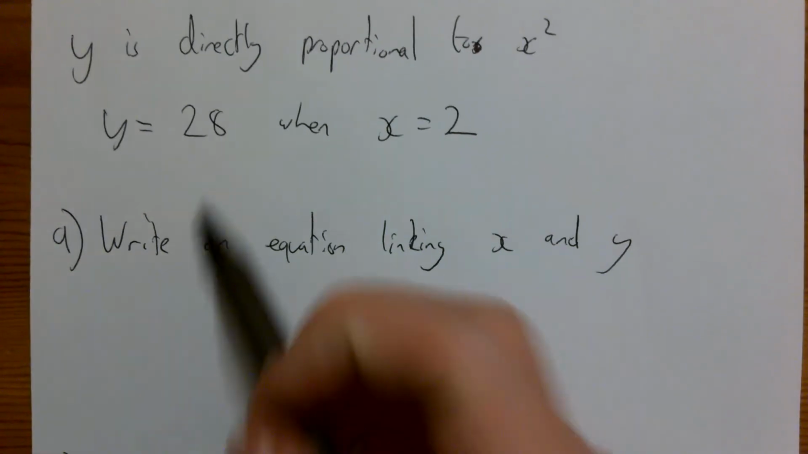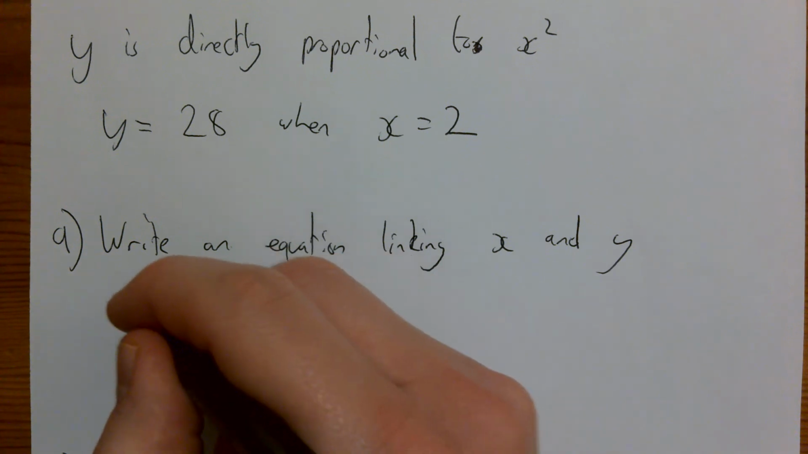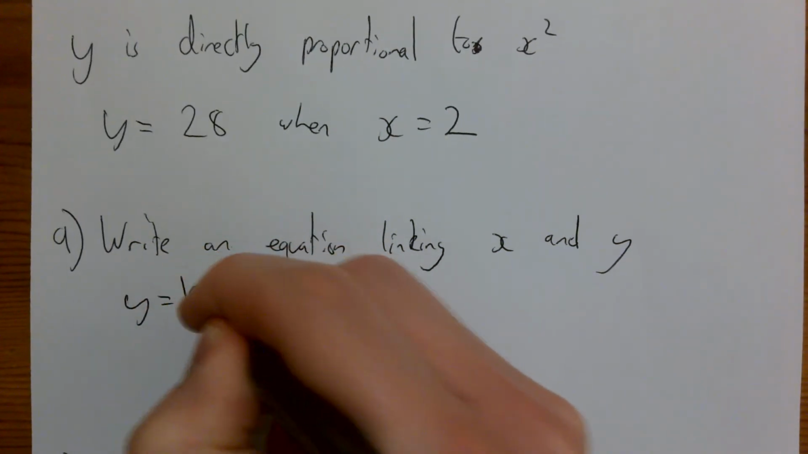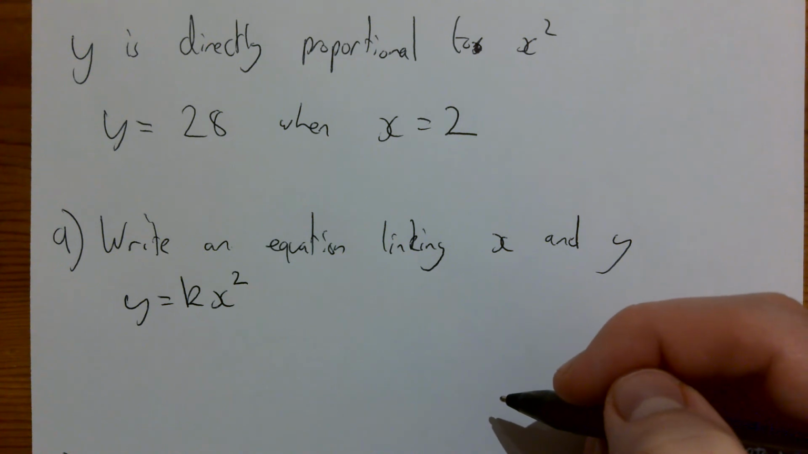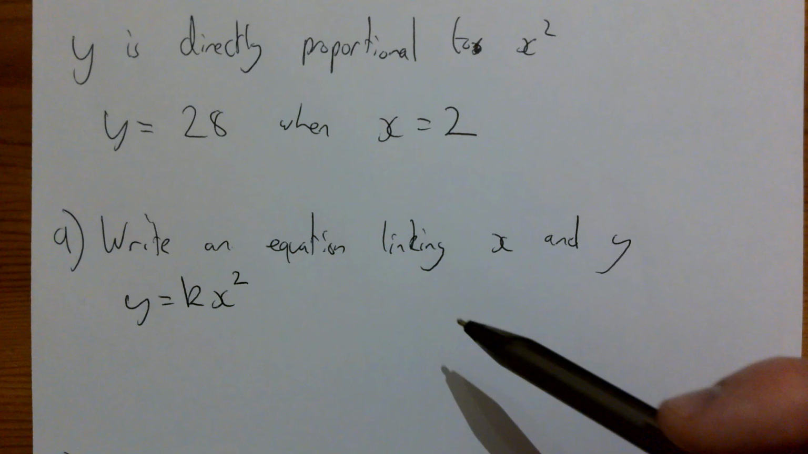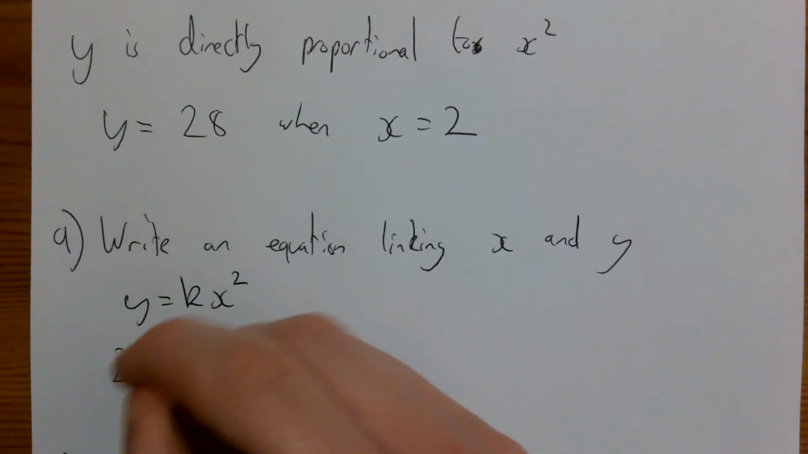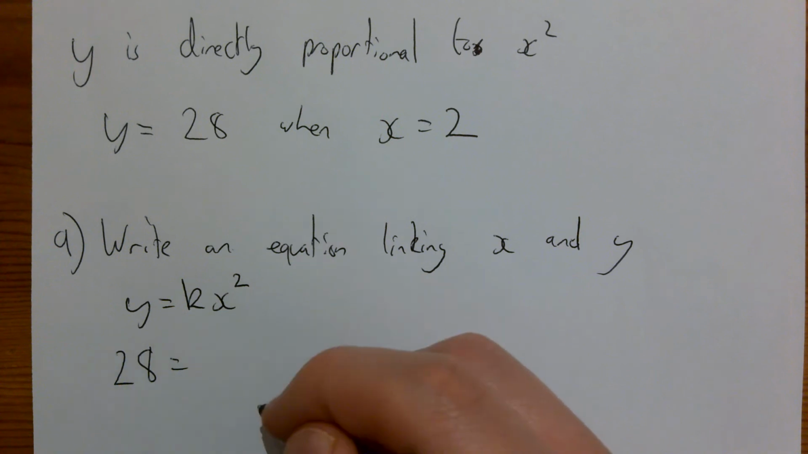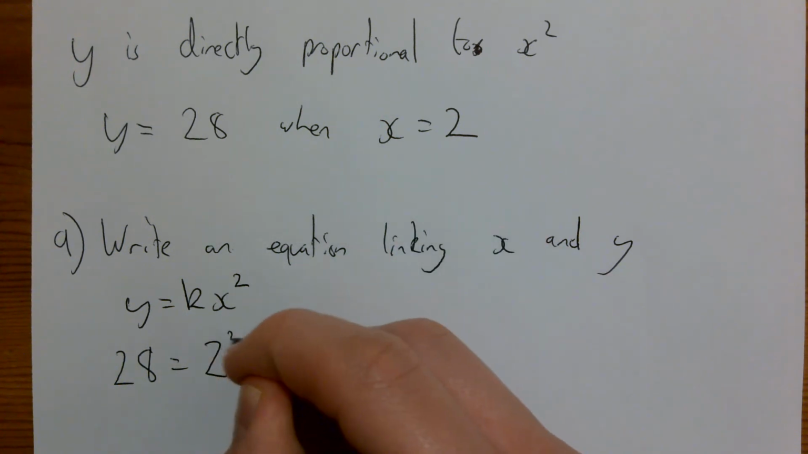So if we know that y is directly proportional to x squared, the first thing we're going to write is y equals kx squared. Then our next step is to find out what k is, and we're always going to use these two values here. So instead of y, I'm going to write 28. And instead of kx squared, I'm going to do k times 2 squared.